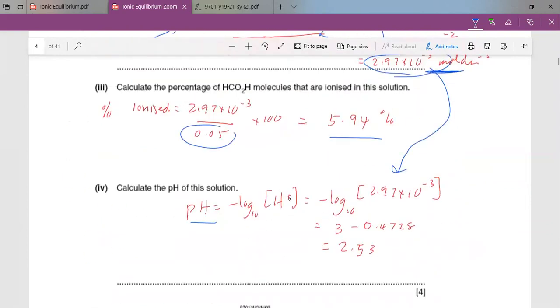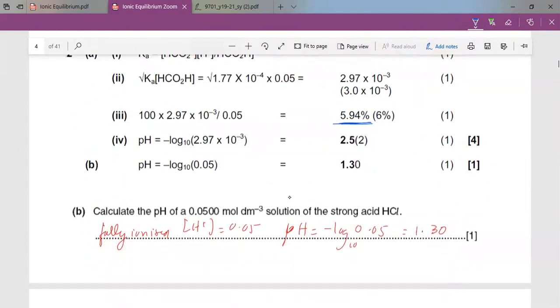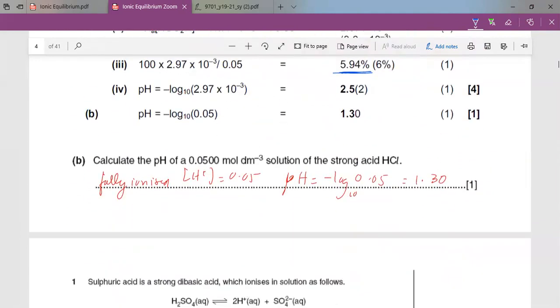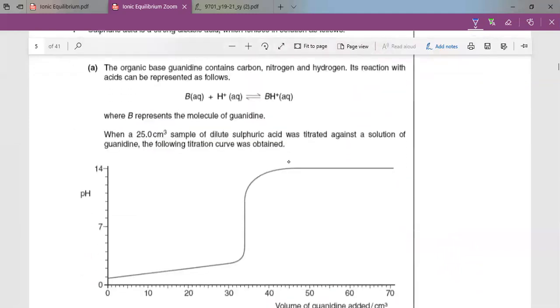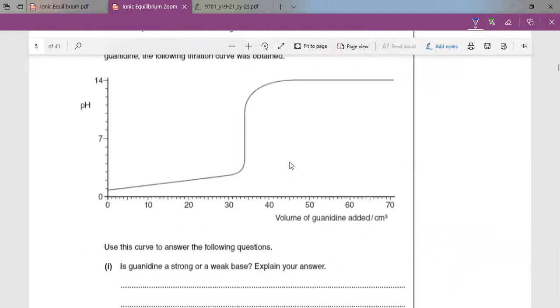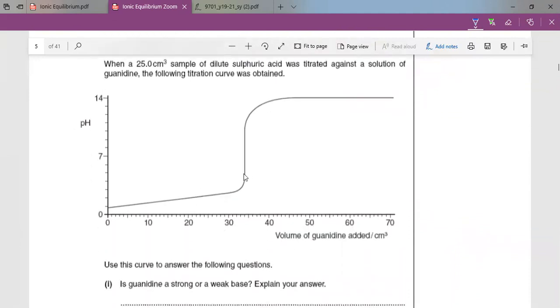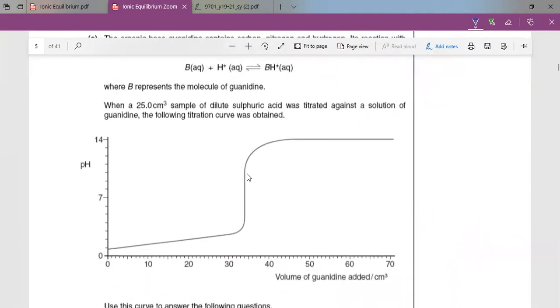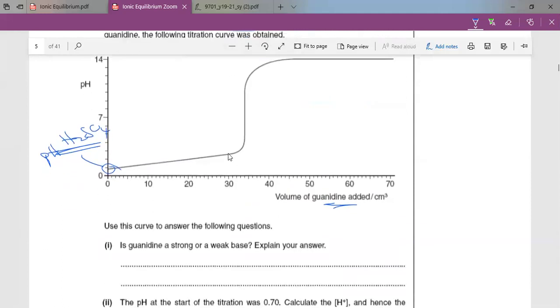Okay, part B. Okay, I don't have part B. Never mind. Okay, now here, another one here. Now this diagram here, don't care about this. You can see here, this is actual titration. See, when 25 cm cube of dilute H2SO4 was titrated against the guanidine. So here guanidine is a base. Before titration here, now this is the pH of the H2SO4. Okay, so you can see around there.